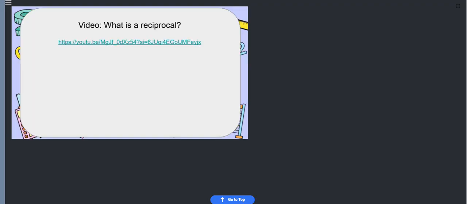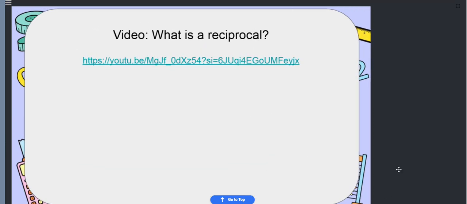And to get us going here, we are going to watch a video. What is a reciprocal? You can go ahead and follow along with it, and the teacher will pull it up. Okay, so now that you have finished that video, that kind of gives you a better idea of how to write a reciprocal for a regular fraction and also for a whole number.